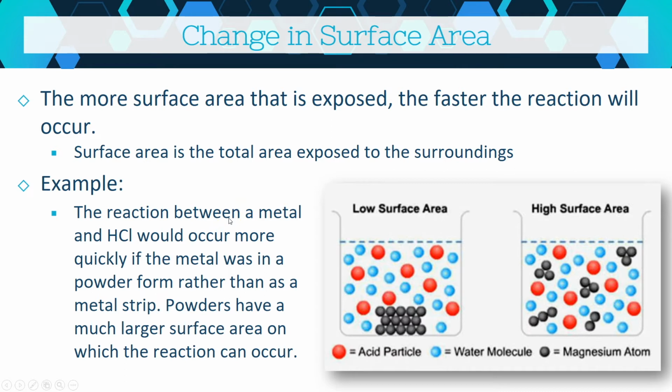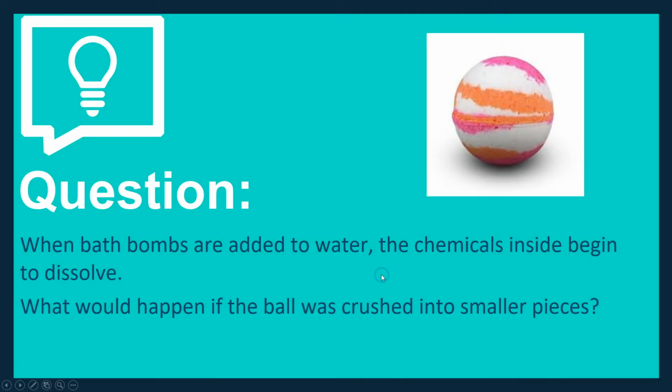It's talking about the reaction between a metal and hydrochloric acid, which is going to occur more quickly if the metal is in powdered form rather than as a metal strip. Powders have a much larger surface area on which the reaction can occur. So when bath bombs are added to water, the chemicals inside begin to dissolve. Now, what would happen if the ball was crushed into smaller pieces? You can pause the video, have a bit of a think, see if you can work it out.